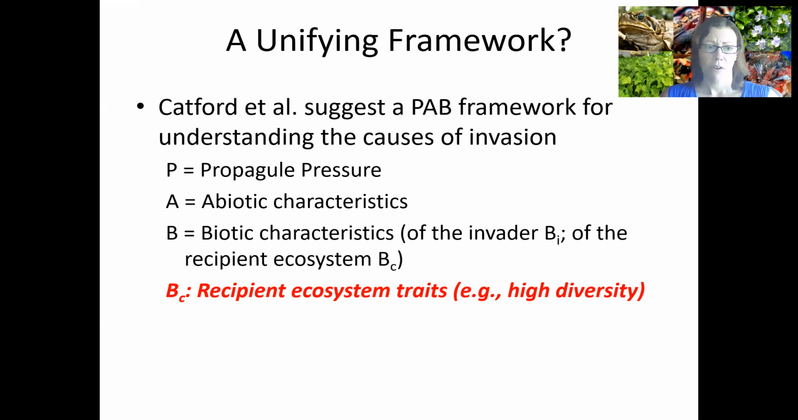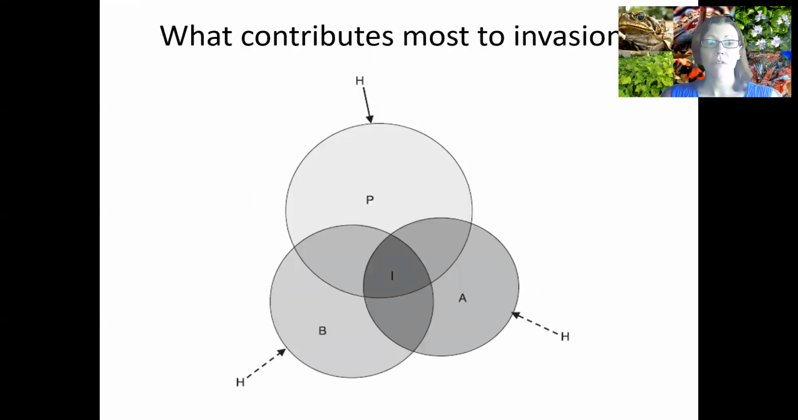So Catford is saying, okay, there are these four different components, and the question that we didn't know the answer to when Catford put this together in 2009, we still don't know the answer to, is, which of these components is most important for invasion? Is it the propagule pressure, as ecology hypothesized, that we should just look at propagule pressure and see if that's actually the cause of all of these invasions?